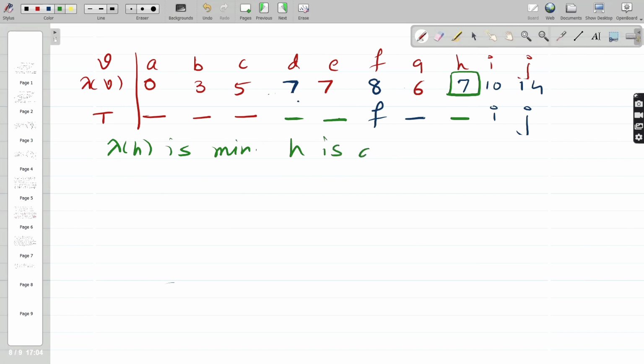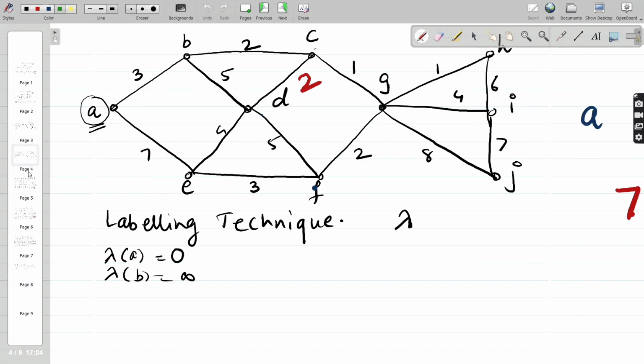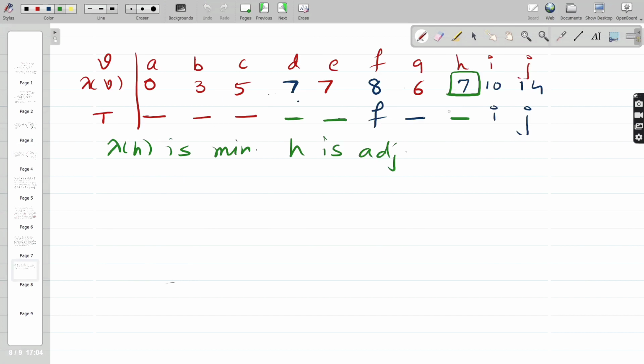And H is adjacent with which vertices now that we want to see? H is adjacent with G and I. G and I are there, but only I is there in T. So it is adjacent with I only. So let us see whether we can insert H in the path from A to I.